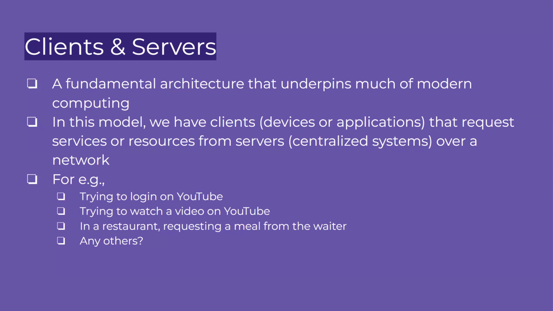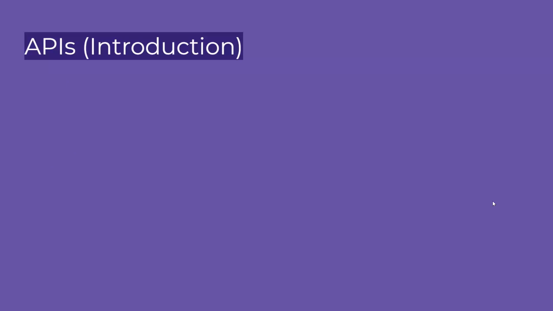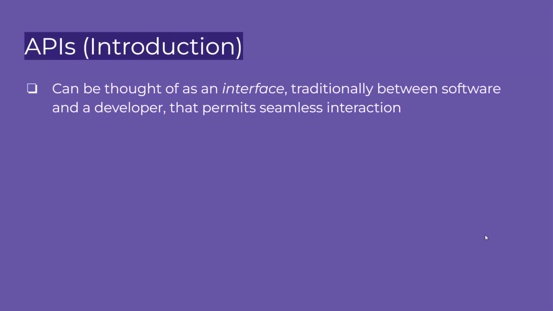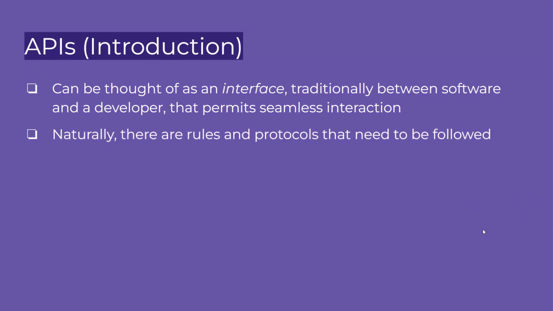Okay, awesome. So with that talked about, now let's get into APIs. We can think of the API as an interface, traditionally between software and a developer that permits interaction. And naturally, there are rules and protocols that need to be followed so this interaction can take place. I'll actually be going into an example in detail on the next slide, just to make this more clear.